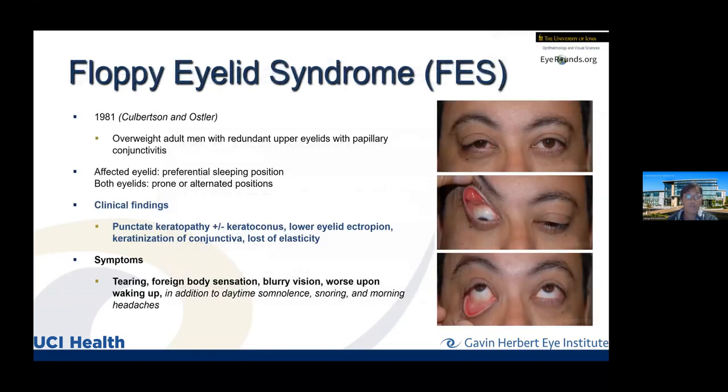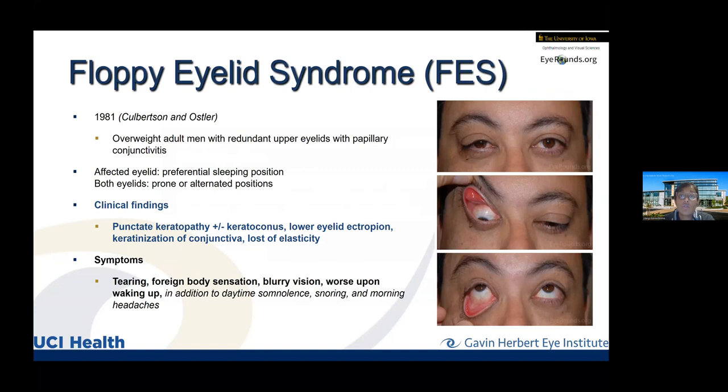I do treat these patients usually surgically. Dr. Lee and our colleagues in the anterior segment division will manage the dry eye until the eyelid really needs to be addressed. So I'll talk a little bit about clinical presentation and then the surgical approaches.